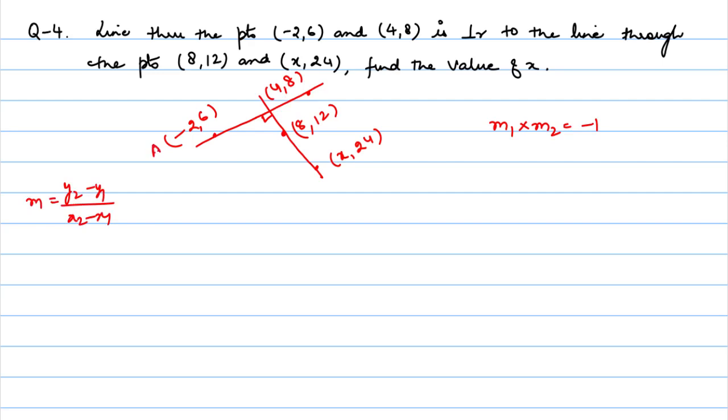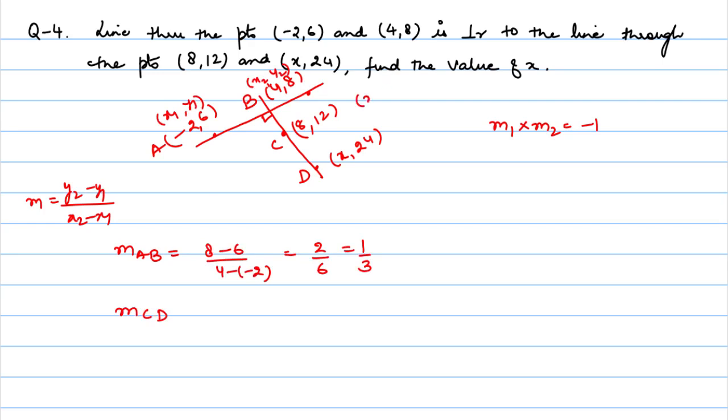Now in this case, let's say this is AB and let's say this is CD. Therefore slope of AB, you can think of any one as x1 y1 and the other one as x2 y2. Therefore what do we get? 8 minus 6 upon 4 minus minus 2, which is 2 upon 6, that is 1 by 3. Similarly, slope of CD, you can think of this as x1 y1 and this as x2 y2. What do you get? 24 minus 12 upon x minus 8, which is 12 upon x minus 8. Now we have got, let's say this is m1 and this is m2. The slope of both the lines are found.